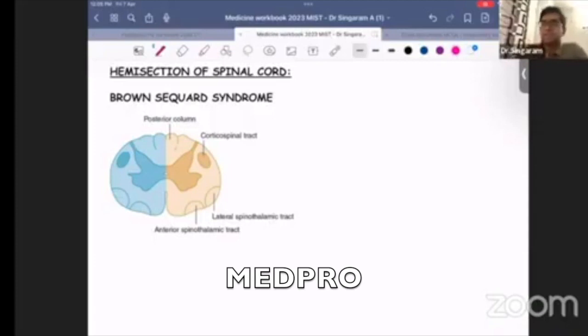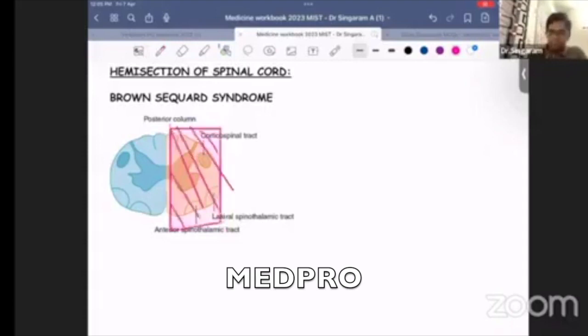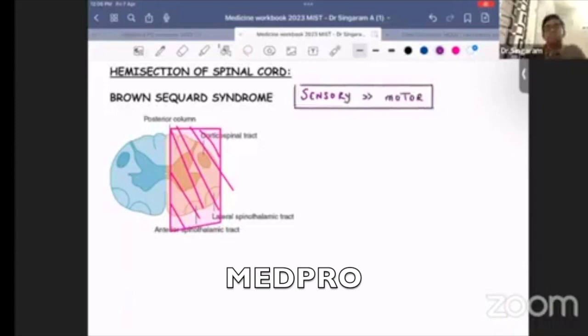In situations where the spinal cord is transected, you can have something called Brown-Sequard syndrome. What I'm trying to say is that one half of the spinal cord is completely cut off. That is the hemisection of the spinal cord. This condition is characterized by more sensory disturbances rather than motor disturbances. Most of the features you will see are related to the sensory manifestations only.